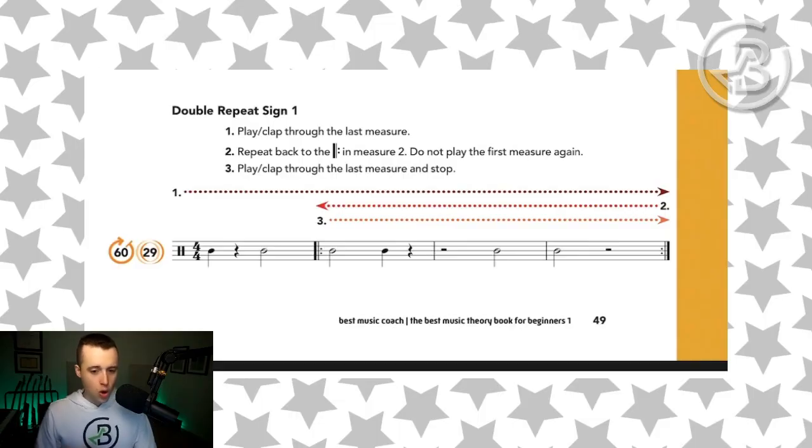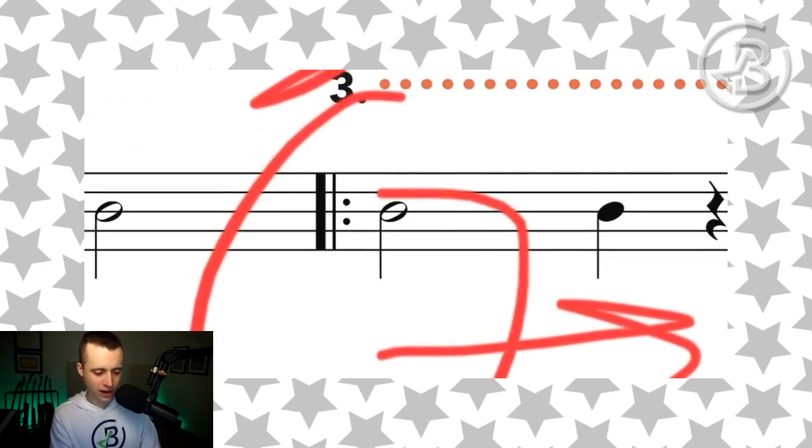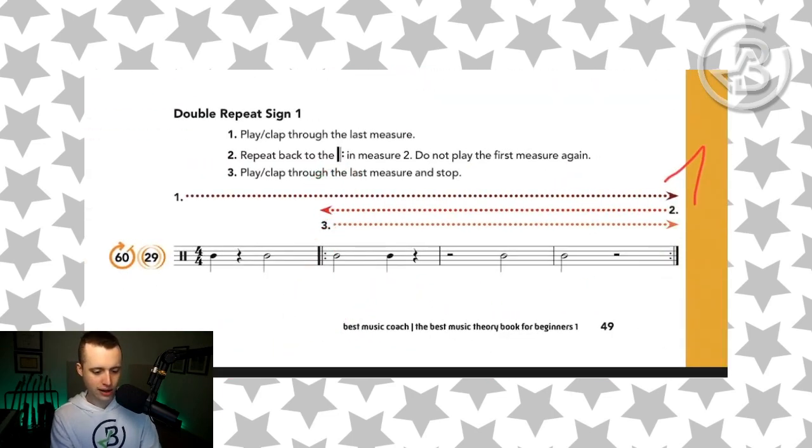So, whenever you have a start repeat sign or a second repeat sign, here's our first one right here. Here's our second one right here. And you see this one's facing in. This one's facing in. And it's like a backwards final bar line that's facing to the right as opposed to the left.